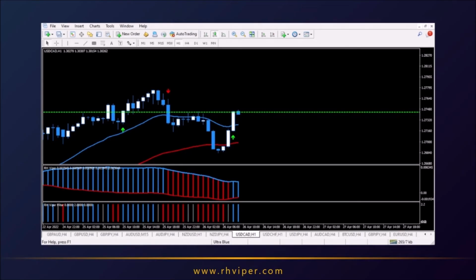So we've got that buy trade entered, and we are in the trade. So now is time to place the stop loss underneath this recent swing low. And with that stop loss placed, we're going for a 1-to-1 profit target. So I'll place that now.